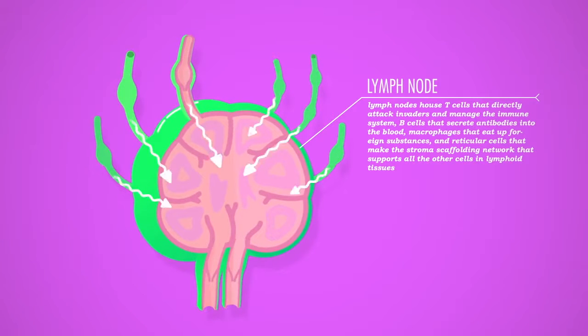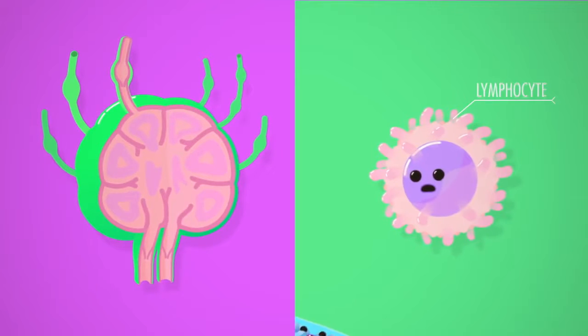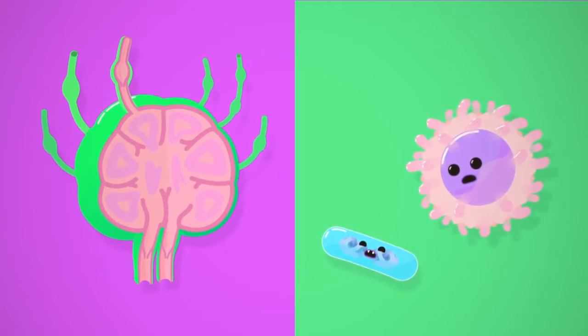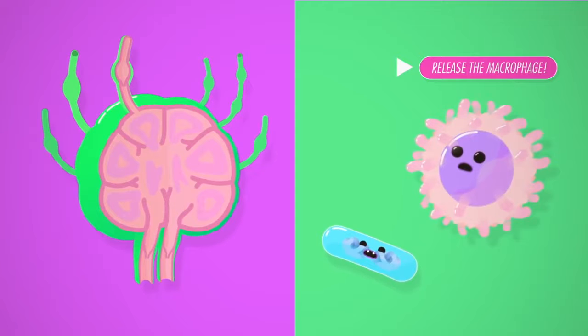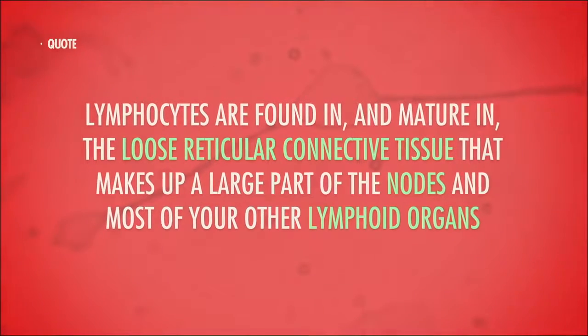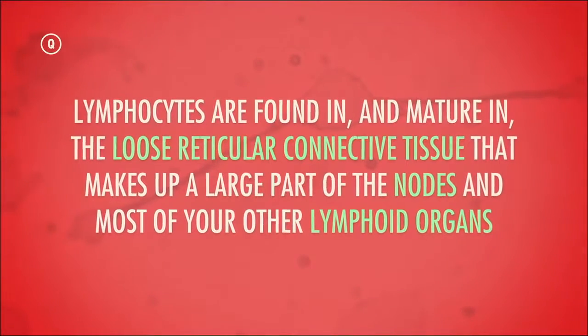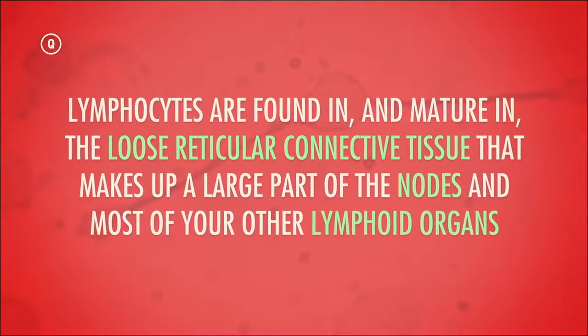Your body's main lymphoid organs, the lymph nodes, are where your lymph gets close and regular inspection by its resident immune cells, lymphocytes. Depending on what kind of troublemaker they find in the fluid, the lymphocytes might trigger the release of resident macrophages to attack unwanted microorganisms, or they might activate the general immune system outside of the node if they need extra support. Lymphocytes are found in and mature in the loose reticular connective tissue that makes up a large part of the nodes and most of your other lymphoid organs.